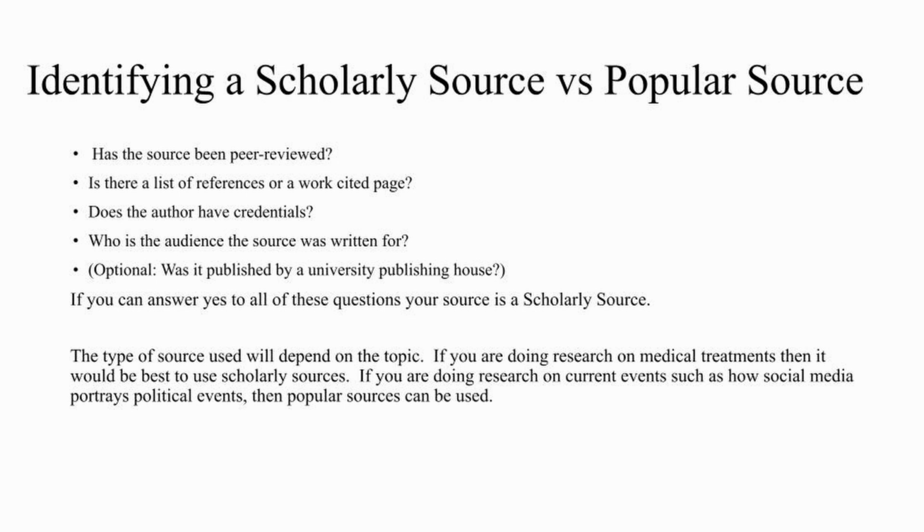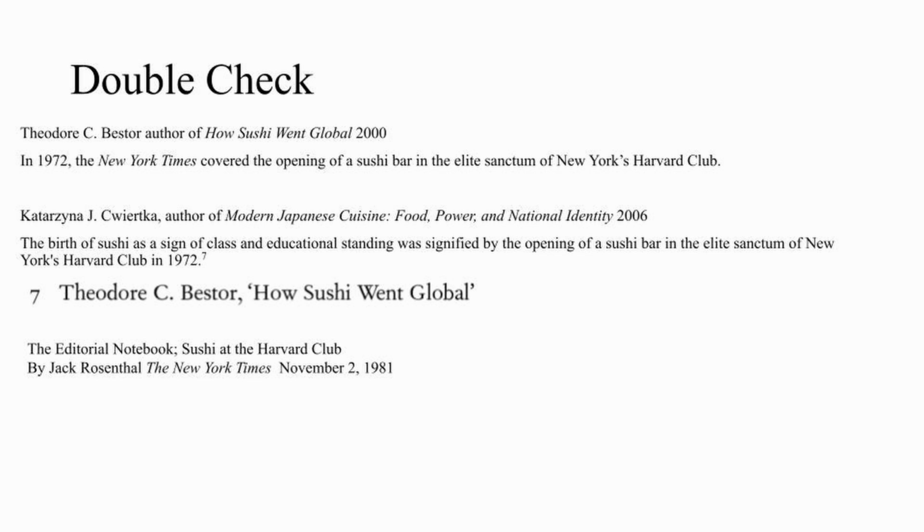The type of source used will depend on the topic. If you are doing research on medical treatment, then it would be best to use scholarly sources. If you're doing research on current events, such as how social media portrays political events, then popular sources can be used. Double check. We all make mistakes, and that includes historians.